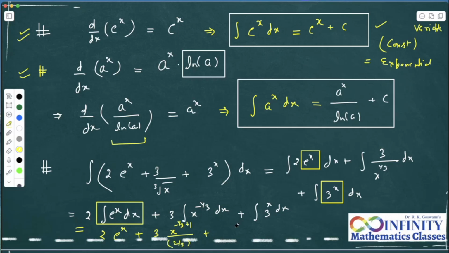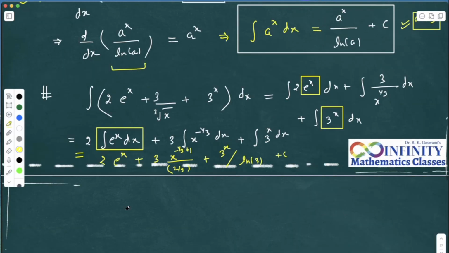3 power x. What should be the integration there? It is not sure. 3 exponent. Use this rule. See, a is 3 for you here. That is why I told you. A is 3 for you. Okay, so a to the power x over ln a, that is 3 to the power x over ln 3. Okay, log natural 3 plus constant of integration.